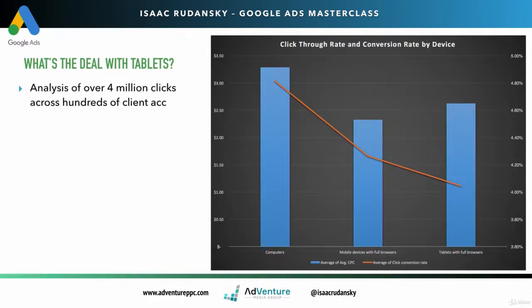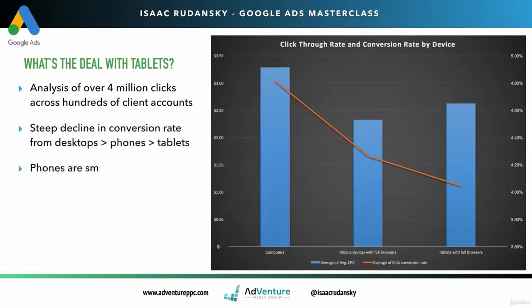Again, this was done with hundreds of client accounts, over 4 million clicks, and you see the steep decline in conversion rate from desktop to phones to tablets. With phones, we can understand they're small devices, they're difficult to navigate, your thumbs are sometimes large and you can't click that button. But what's the deal with tablets? Why are tablets performing so poorly? And this is something we've seen over hundreds and hundreds of accounts.